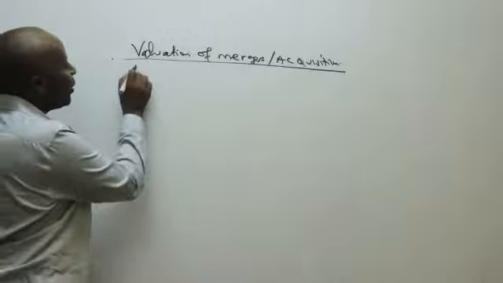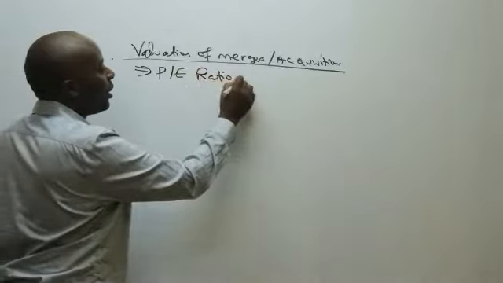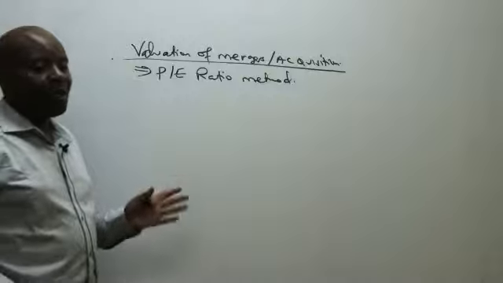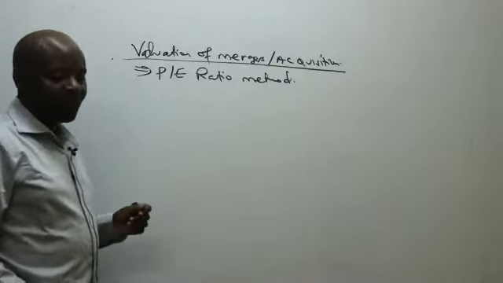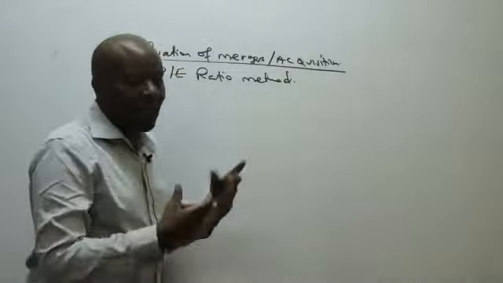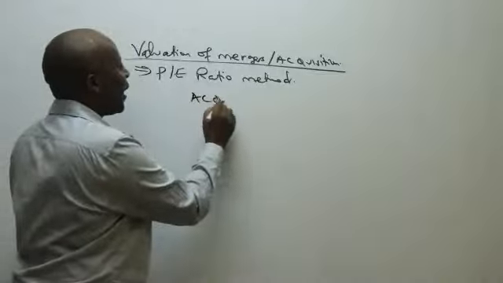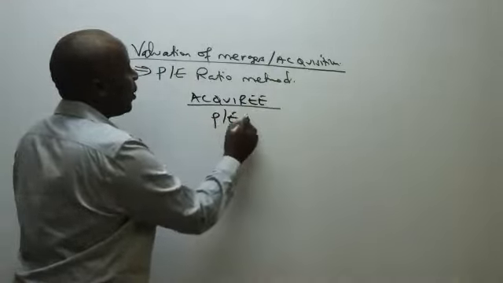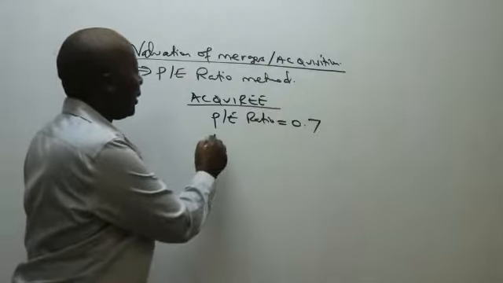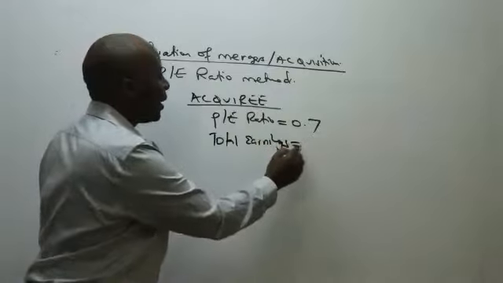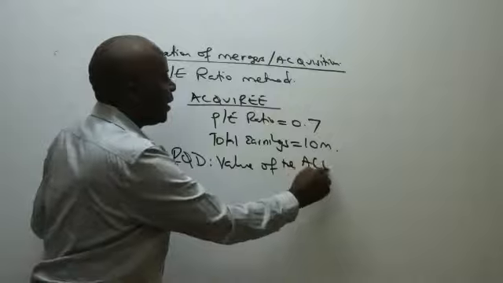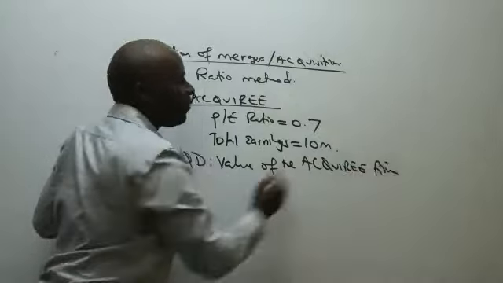But at times you could get an examiner who wants you to use what we call the PE ratio method to value an acquiree. And what they will do, as an exercise, remember PE ratio stands for what here? Price earnings ratio. They'll tell you that we have an acquiree organization whose PE ratio is, for example, 0.7, and that the firm's total earnings in a year is 10 million. Then you'll be required to get the value of the acquiree firm, or the targeted firm.